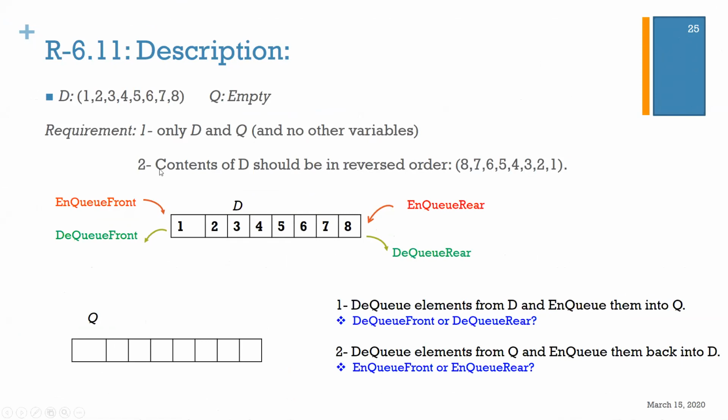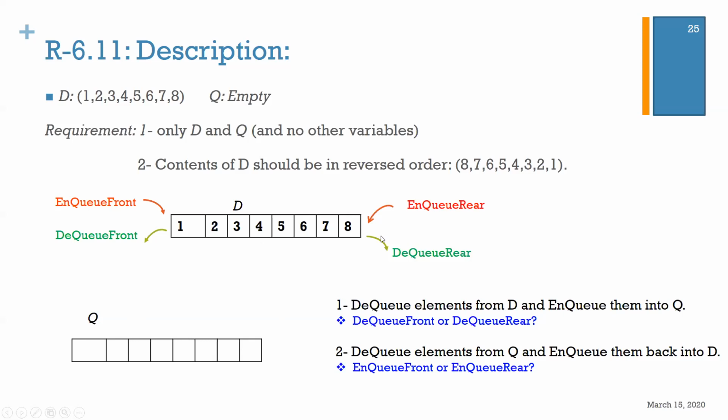This is the requirement. We have a double-ended Q, with NQ and DQ. You can NQ at the front, and you can DQ from the front. For the double-ended Q, you can NQ at the rear and DQ from the rear. So by using a Q, you can DQ elements from D and NQ them into Q. So we can DQ front or DQ rear.